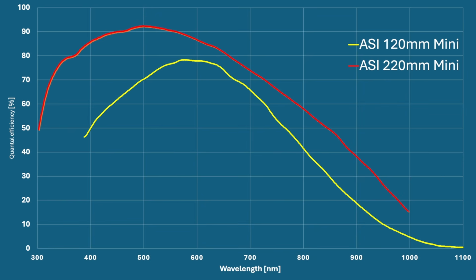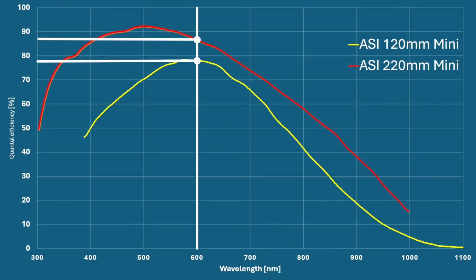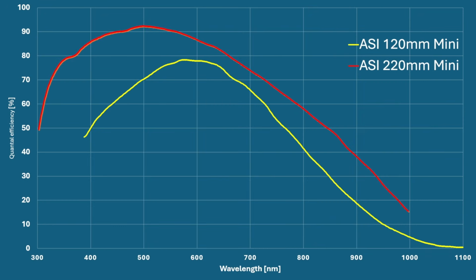So if we just, for example, take 600 nanometers, we can see that the 120mm converts about 78% of the light at 600 nanometers into signal. That means there's 22% of the light that just disappears. It never gets registered by the camera. Comparing that to the 220, the more expensive camera, it's all the way up at 86%. So now we only have 14% of the light that disappears.